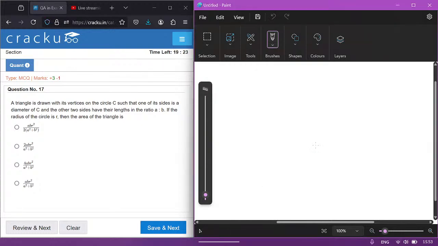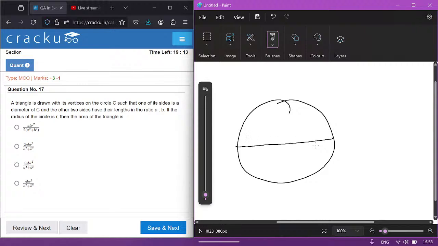Okay. A triangle is drawn inside the vertices of a circle C. So we have a circle. A triangle is drawn within the vertices. One of the sides is the diameter of C. Okay, this is one of the sides of the triangle. Because this is a semicircle, this angle should be 90 degrees, right? This is A. This is B. Radius of the circle is R, so diameter is 2R.